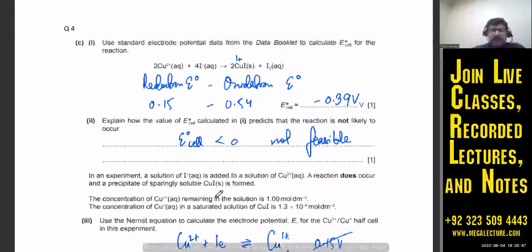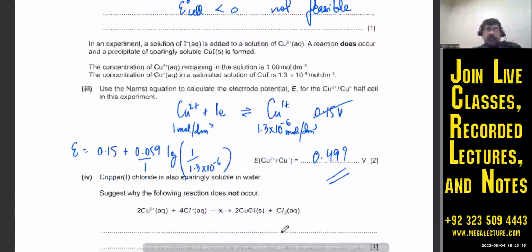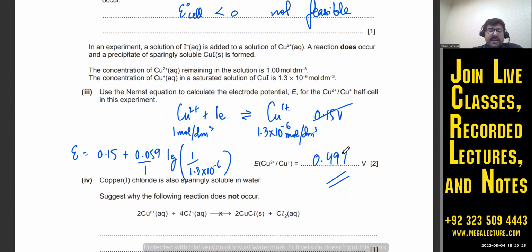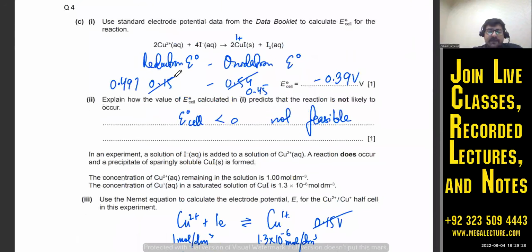So why is the reaction happening? Although they didn't ask for it, let me explain why the reaction becomes feasible. 0.497 hai. And maybe the iodine electrode potential slightly decreases. Let's say instead of 0.54, it becomes 0.45. So आप मुझे बताओ E naught cell क्या होगा? It's going to be a positive value, right? So the reason this reaction is happening in the real world is the conditions that he's using. Under these conditions, the copper 2 plus, copper plus electrode has a much higher potential. Instead of 0.15, it's actually 0.497.